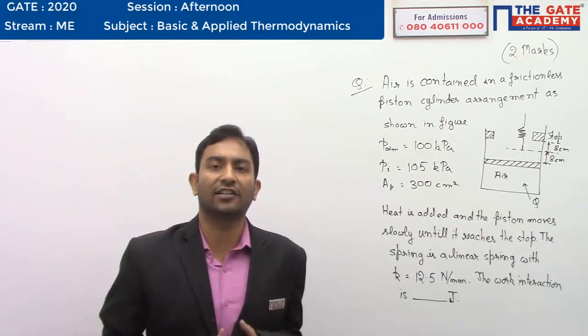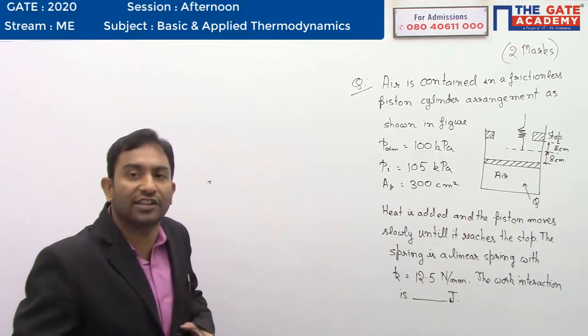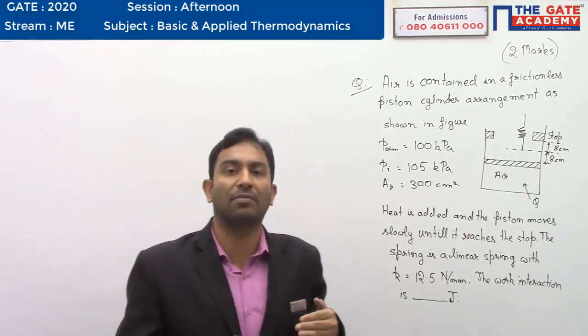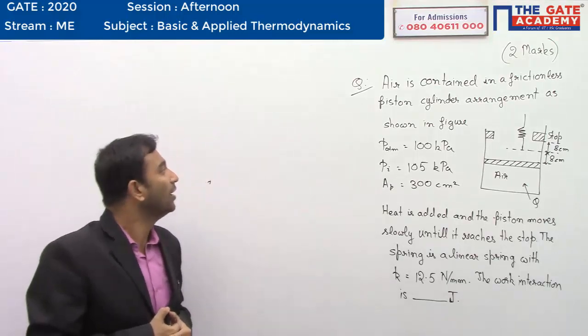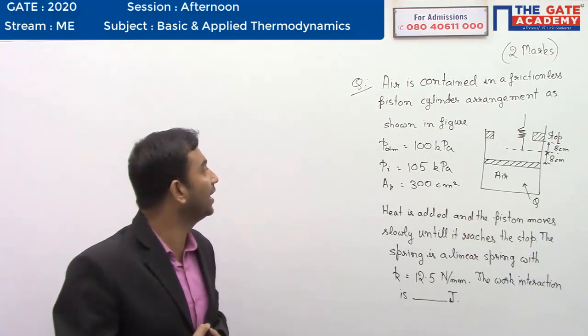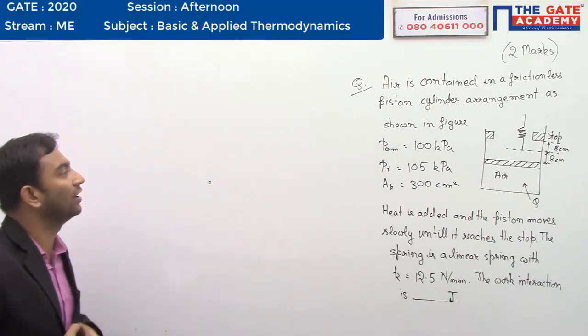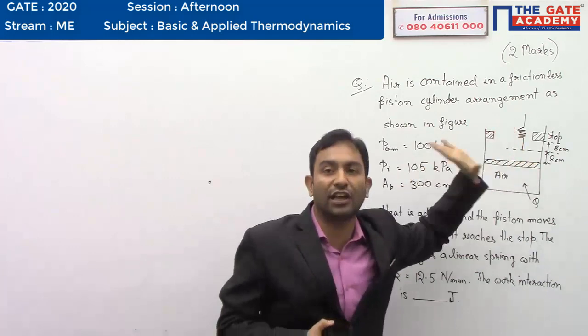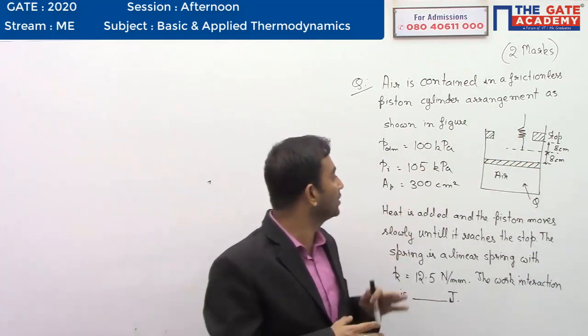Okay. So here is the next question. So let us see what is the question saying. This is a 2 marks question. Remember this is a 2 marks question. Air is contained in a frictionless piston cylinder arrangement as shown in figure. This is the figure given to you. Let us see what is given in the figure.